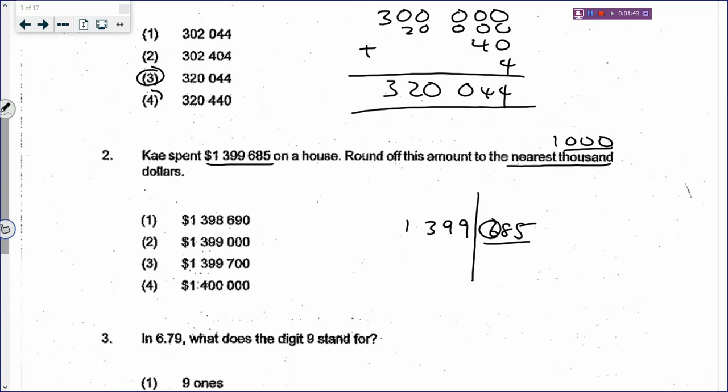Then you ask a very important question: is this digit 5 or bigger? Yes, it is 5 or bigger, so you have to round up. Round up means you add 1 to the next digit. When you do your rounding, your answer will be 1,400,000. So your nearest thousand will be 1,400,000. That's number 4.